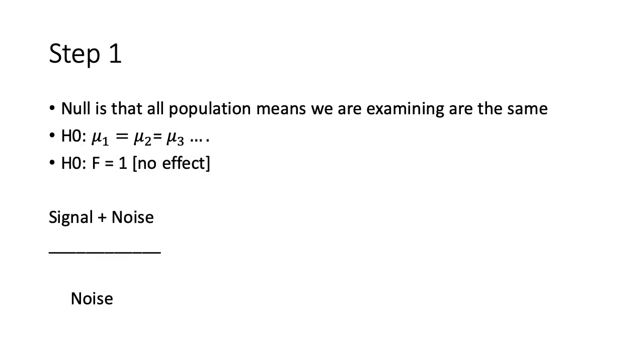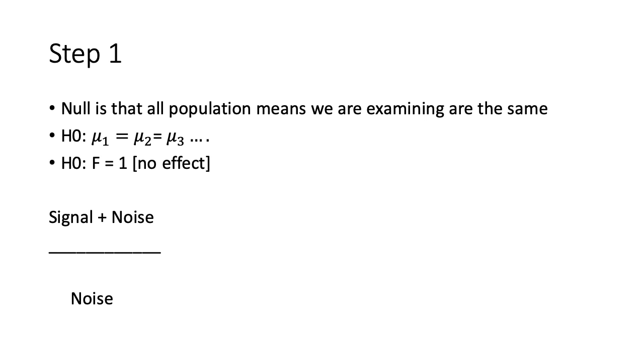What is our null? Our null is that all the population means that we are sampling are the same. So essentially it's mu1 equals mu2 equals mu3 equals mu4 equals mu5 equals mu6 if you have more than three means. Or you can state this in a much easier way. Our F ratio is 1. That's the F ratio where there is no effect. State it the last way.